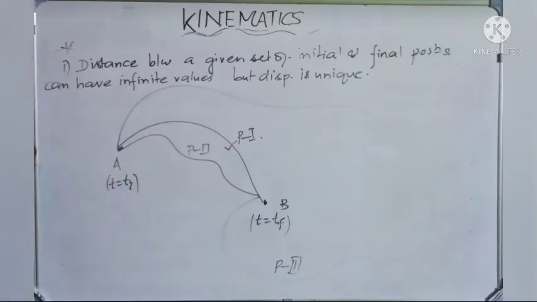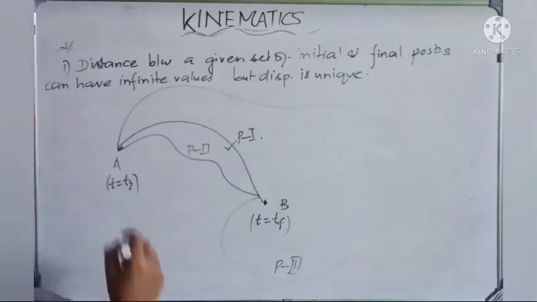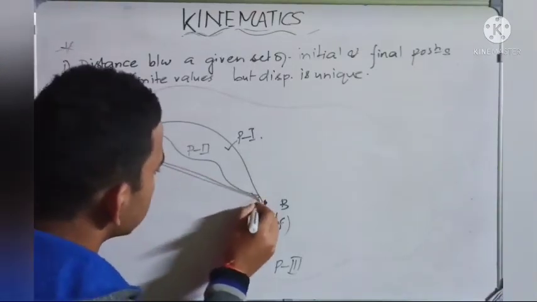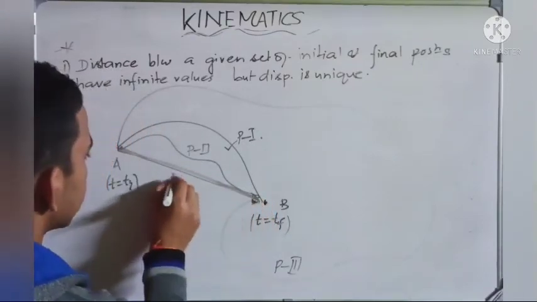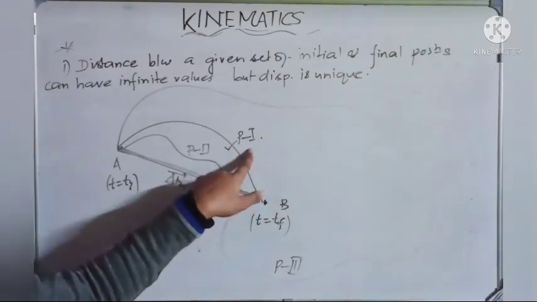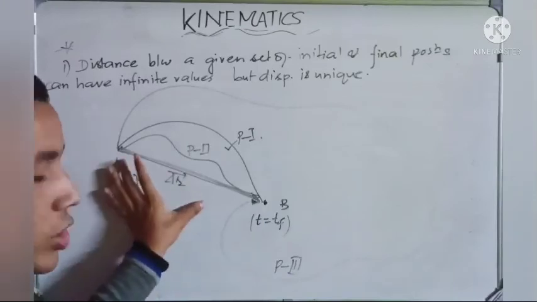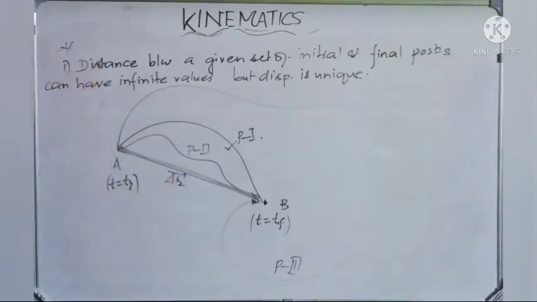Now, whatever these path lengths or paths may be, the displacement is always going to be unique. The displacement is always going to be this vector, this AB vector, or you can say delta r vector. It does not matter whether the path length is P1 or P2 or P3, the displacement is going to be this vector. This concept is being said by this statement.